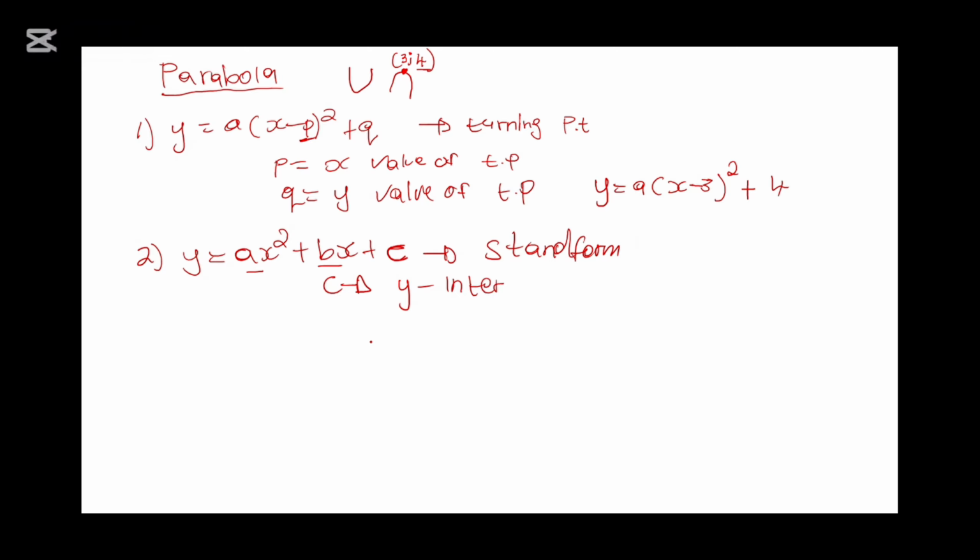With the standard form, you can also find the x value of the turning point. How? x is equal to minus b over 2a, right? So with this equation, you can get the x value of the turning point and also the axis of symmetry.